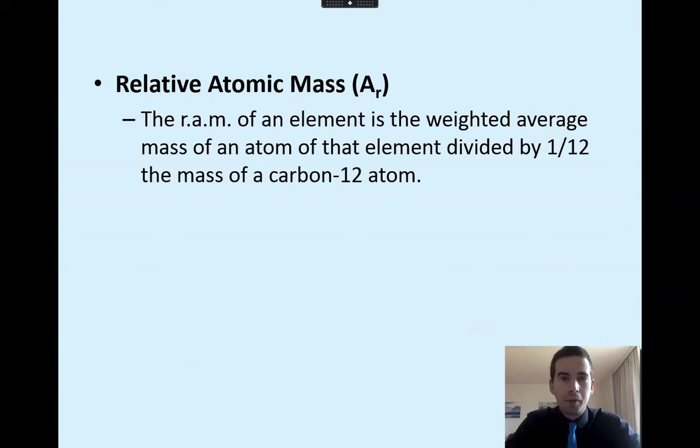So the relative atomic mass of an element is the weighted average mass of the element. In other words, the average of all of the isotopes of that element. And remember, in terms of relative atomic mass, we are comparing it to 1/12 the mass of a carbon-12 atom. This is just a technical definition, okay?